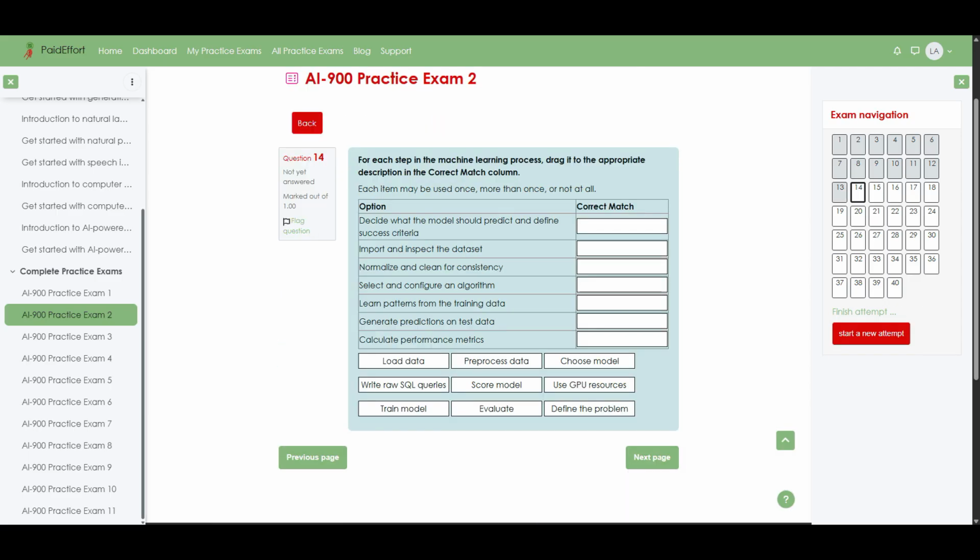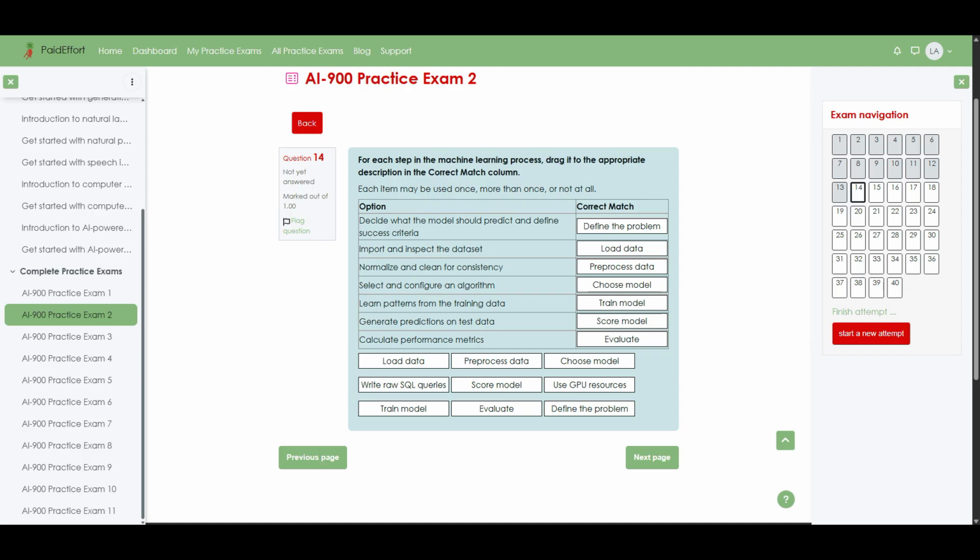For each step in the machine learning process, drag it to the appropriate description in the correct match column. Decide what the model should predict and define success criteria: define the problem. Import and inspect the dataset: load data. Normalize and clean for consistency: pre-process data. Select and configure an algorithm: choose model. Learn patterns from the training data: train model. Generate predictions on test data: score model. Calculate performance metrics: evaluate. Let's walk through each step and see how they fit into the overall machine learning pipeline.